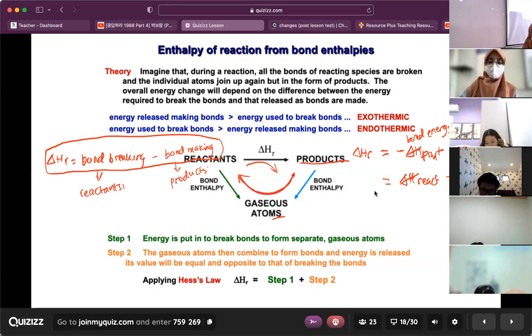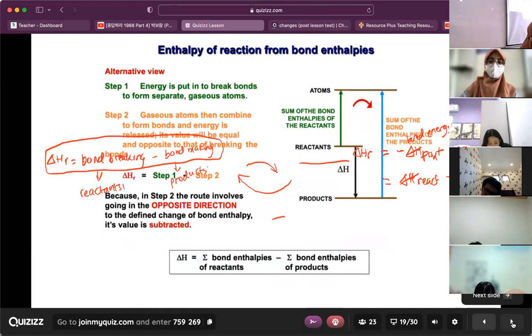Okay. And if the total bond energy of the product is bigger than the total bond energy of the reactants, that must be exothermic. Why? Because the negative value is bigger than the positive value. If the enthalpy change of the reactant is bigger than the bond energy of the product, that must be endothermic. Why? Because the positive value is bigger than the negative value.